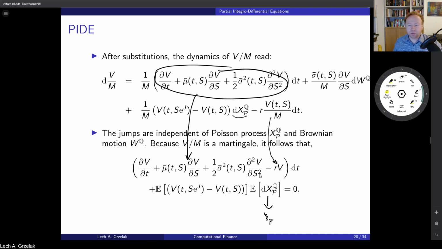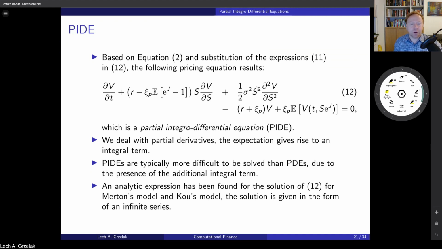If we collect all those terms, we arrive at the following equation. So we have the first order derivative of V with respect to time. Then it's also first order with respect to S. We have S here. We have the expectation of e to the power J. Then we have the diffusive term, which comes from the Brownian motion. Then we have minus rV, which depends on interest rate, and psi_p. You can actually see this is some kind of compensation. So we have already presented that because we deal with a Poisson process, this compensator, so that the Poisson process is a martingale, needs to be present also in the drift.